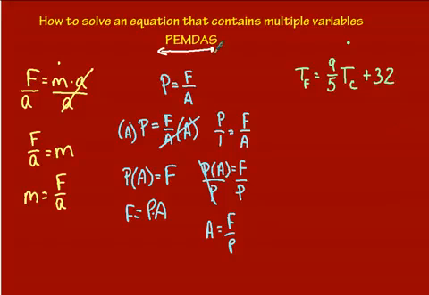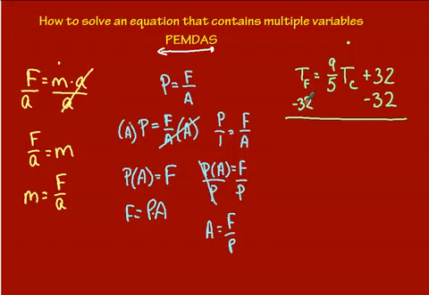So according to PEMDAS, we're doing it in reverse. We want to take care of our addition and subtraction first. You always look at the sign in front of what's being added or subtracted. All right, this is a positive 32, so what we're going to do is subtract 32 from both sides. Subtract 32.